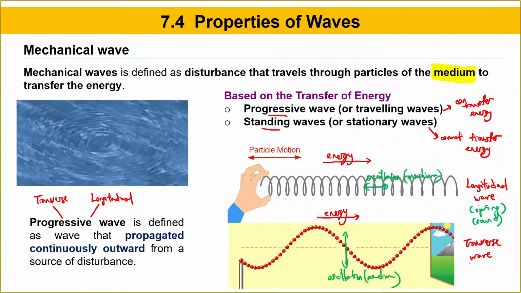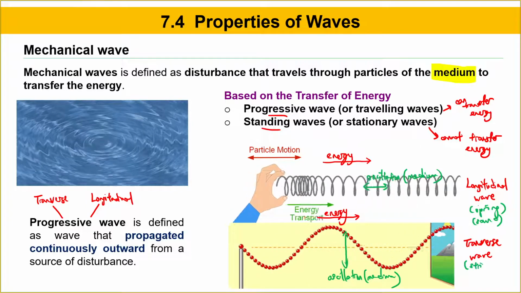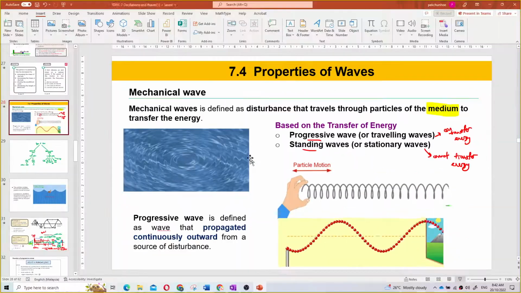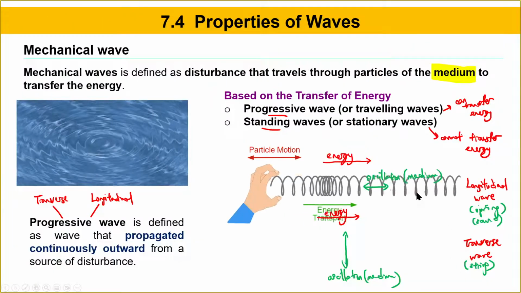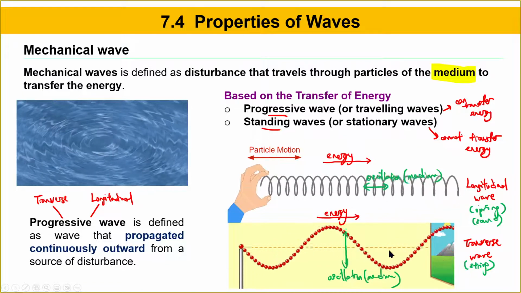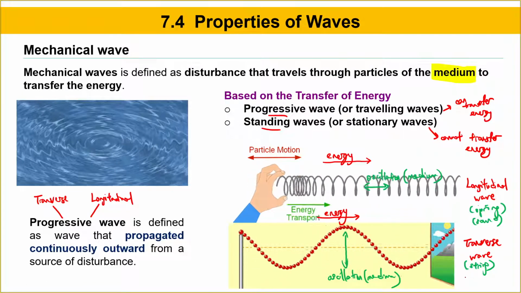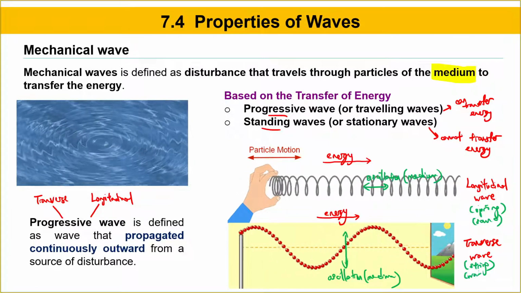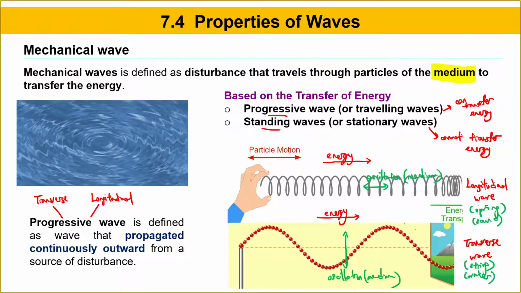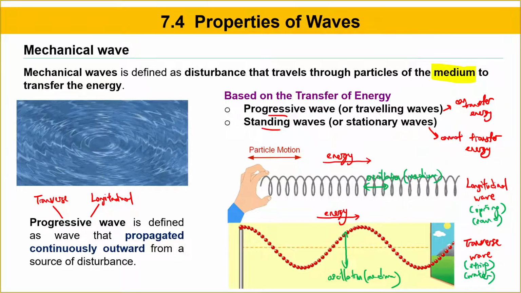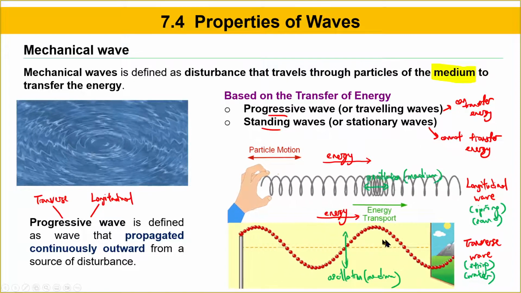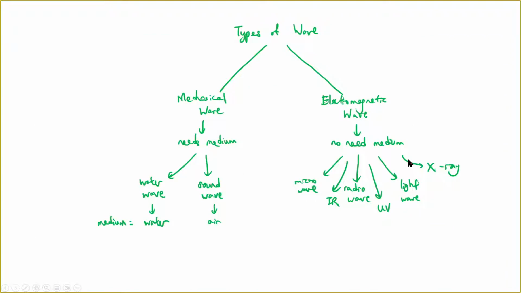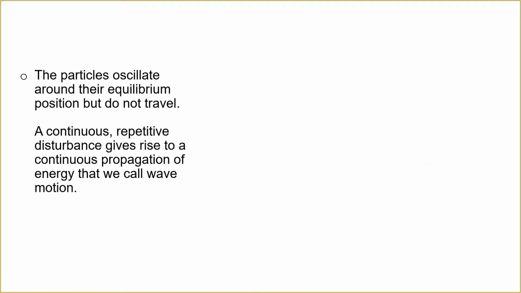An example of a transverse wave is a string. This one is a spring, and this one is a string. Or you can also use water; a water wave is also a transverse wave. Understand, class? Okay, so done. So mechanical and electromagnetic waves.